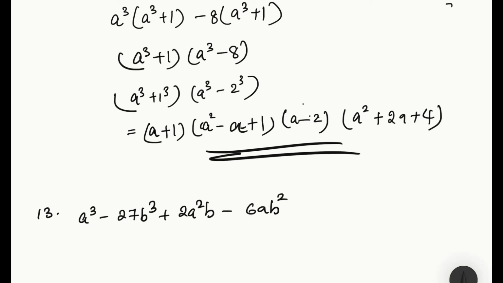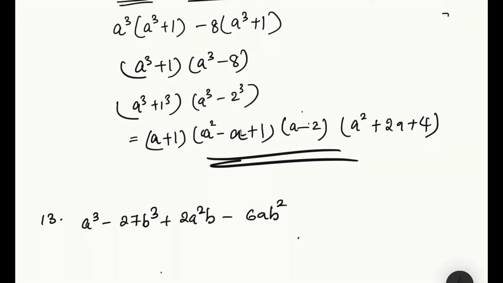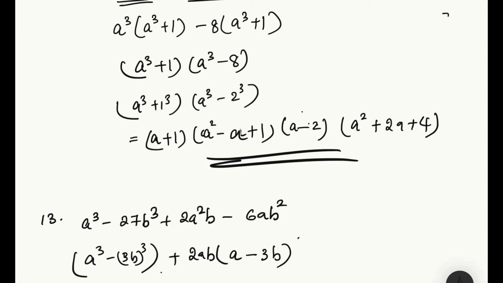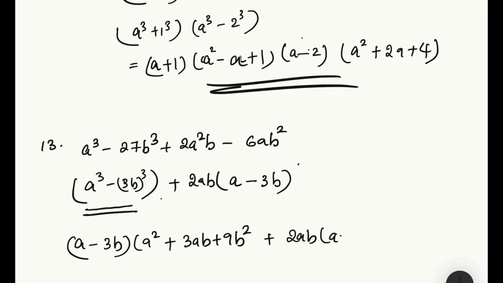Okay. So how can we split it here? We can write it as, so let's see how to solve it. This can be written as a cube minus 3b whole cube, right? And this I can take out plus 2ab. What is left out? A minus 3b, correct. So when I do this, what do I get for this? I get a minus 3b into a square plus 3ab plus 9b square plus 2ab into a minus 3b.